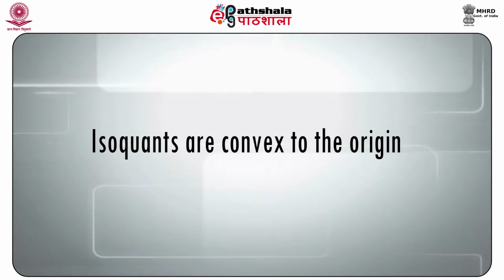Second, isoquants are convex to the origin. This feature of isoquants is based upon the principle of diminishing marginal rate of technical substitution. The slope of an isoquant is known as the marginal rate of technical substitution. It is defined as the quantity of capital K that a firm is willing to sacrifice for an additional quantity of labor L to keep the same level of output. MRTS is equal to delta K upon delta L.